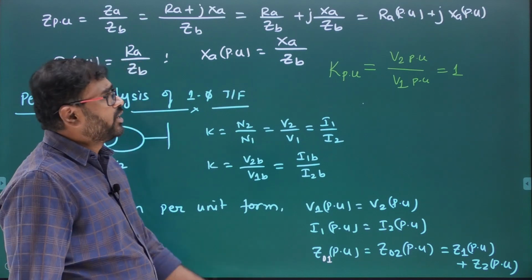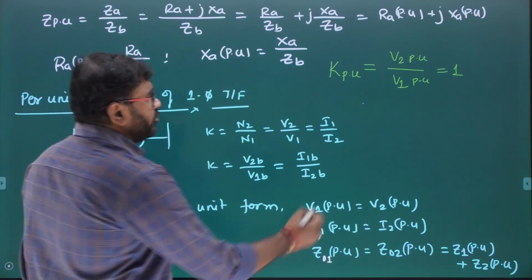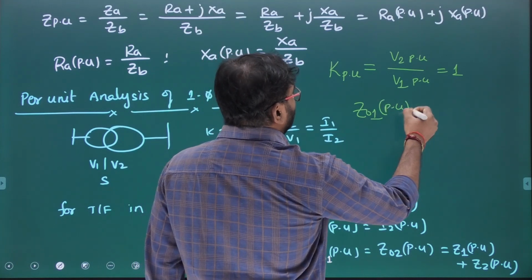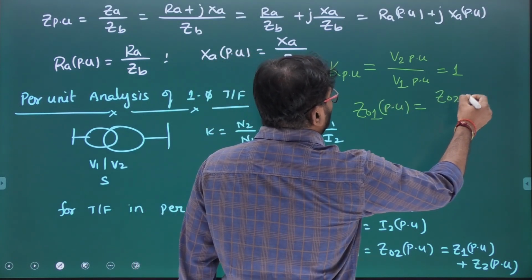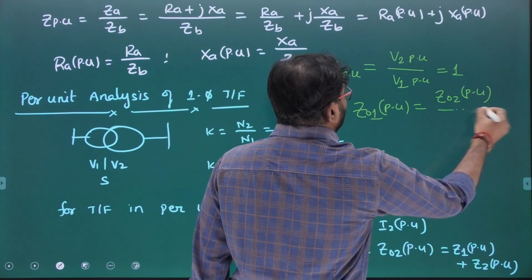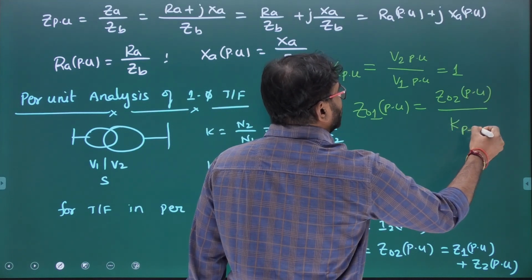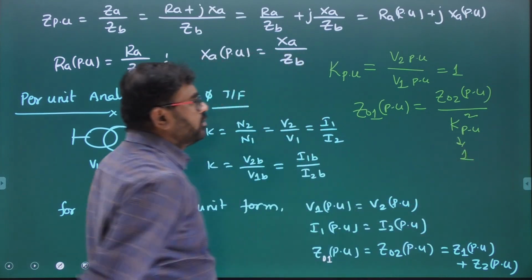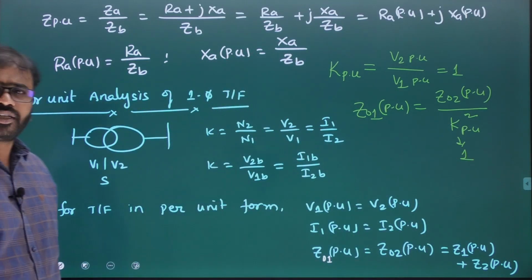K in per unit form is V2 per unit by V1 per unit. So the idea is here, if you want to write Z01, a simple way to prove: Z01 per unit equal to Z02 per unit. People will say that by K square, but K must be in per unit form, right? In per unit form this is equal to 1. That's why Z01 per unit equal to Z02 per unit.